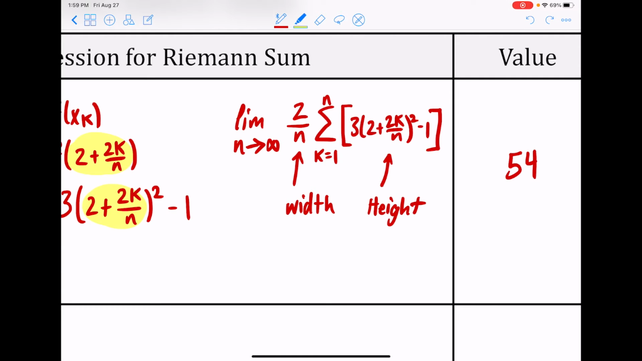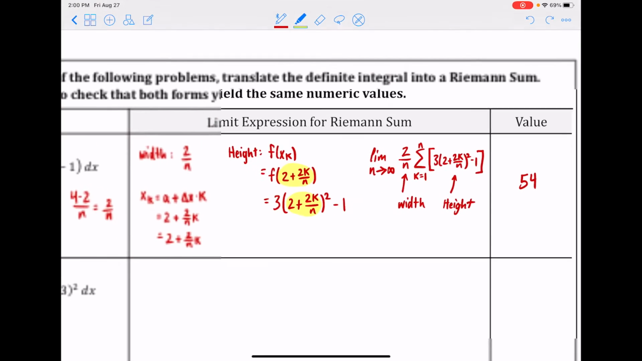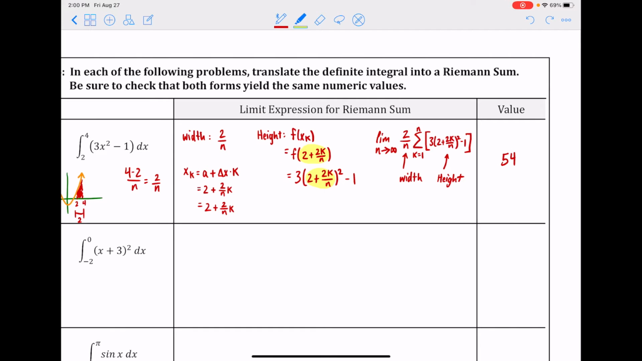The height of each rectangle is obtained, if you remember in class, by finding the x value of the rectangle and then evaluating it using the function f. In this case, the function was 3x squared minus 1, so we took the value of x sub k, plugged it into f of x, and got this as a general expression for the height of the kth rectangle. So let's do that with this one.